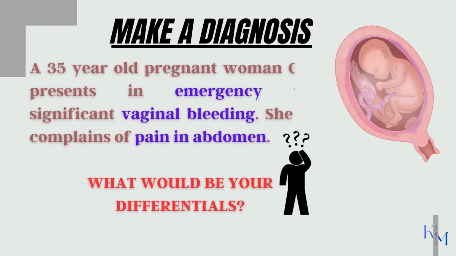A 35-year-old pregnant woman, gravida 2 para 1, at 34 weeks of gestation presents to you in emergency with significant vaginal bleed. She also complains of pain in the abdomen. What are your differentials? Well, there can be many.